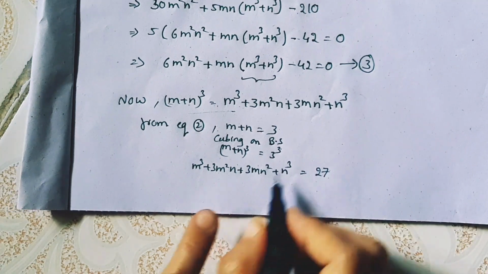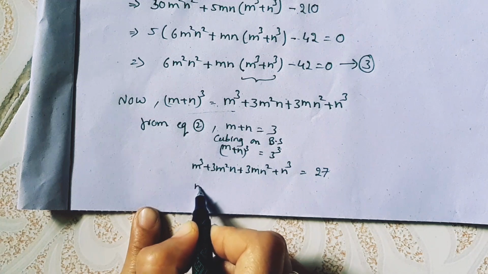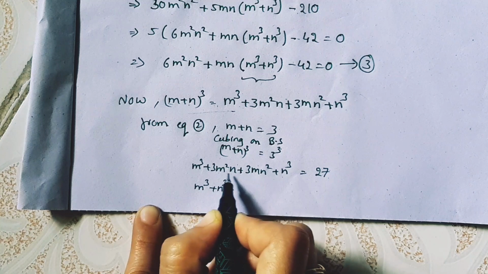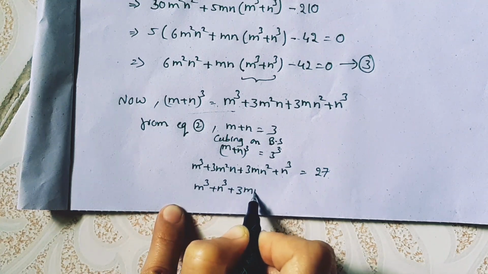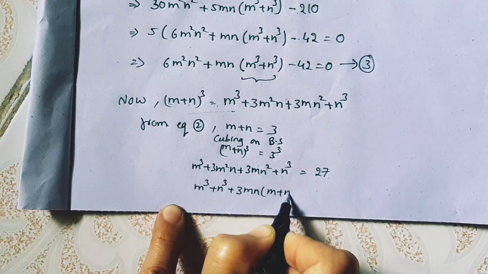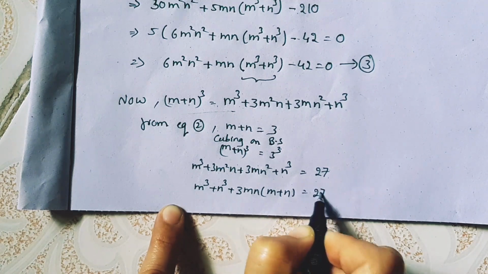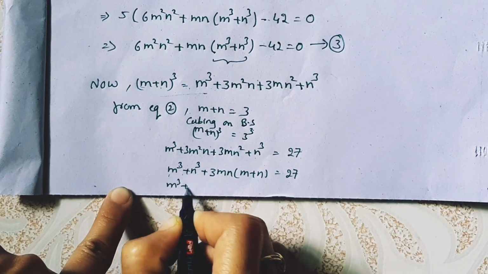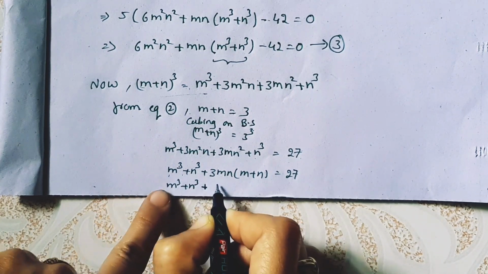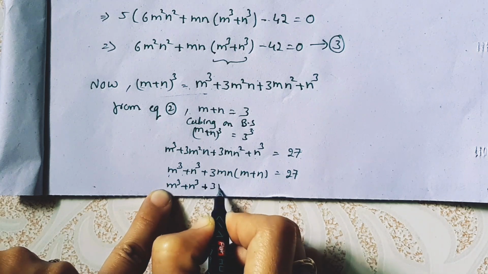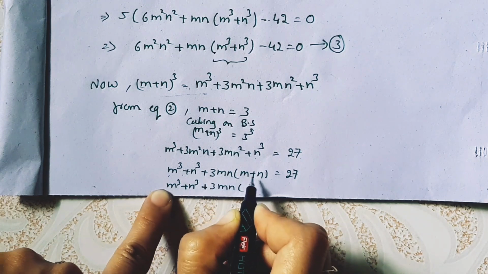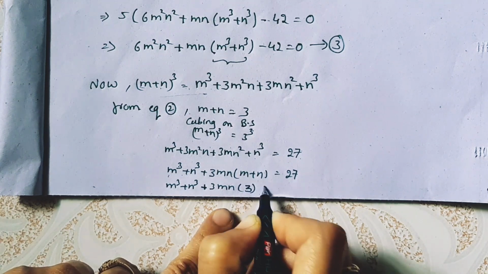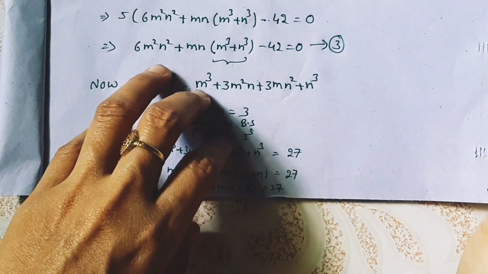27. Okay, so m cube plus n cube plus here 3mn is common, 3mn of m plus n equal to 27. Okay, so m cube plus n cube plus here 3mn of, we know the value of m plus n, which is 3, equal to 27.